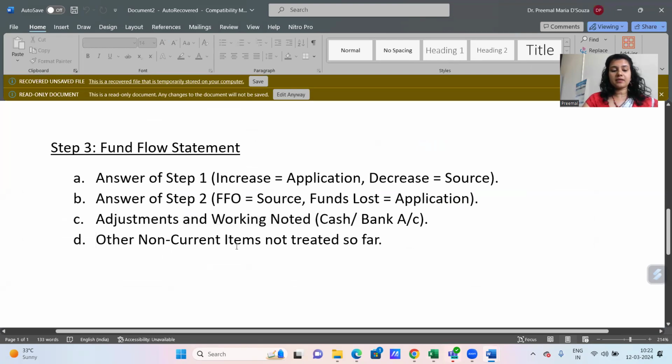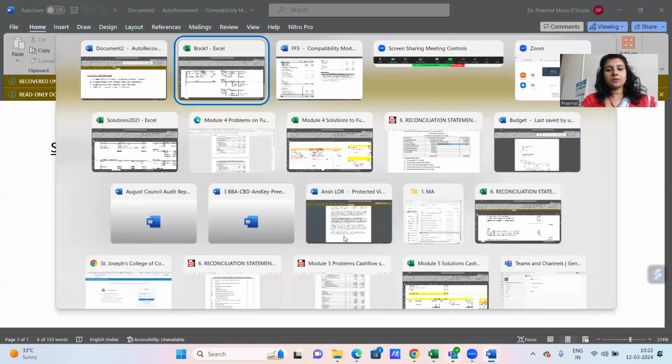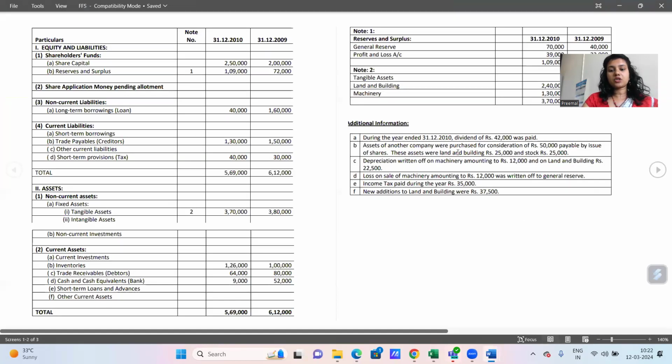Moving on to the last guideline, where we look at all the other non-current items that haven't been treated so far. That means if there wasn't any adjustment in relation to this non-current item, or we did not prepare any working note, then we look into this. Now, before that, we need to remember the second adjustment where shares were issued. Shares issued to the extent of land and building, wherein both are non-current items, will not lead to flow of funds. But the shares issued to the extent of stock will lead to flow of funds.